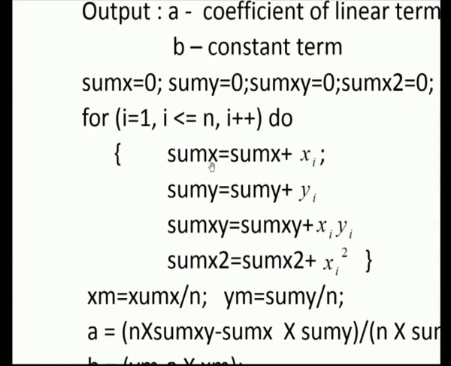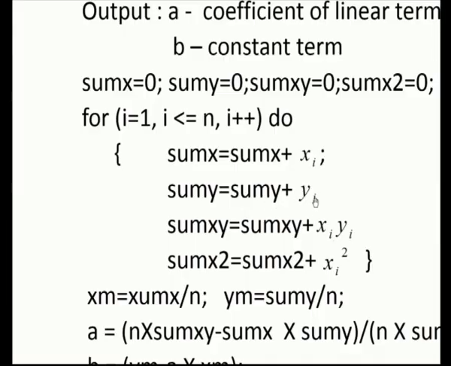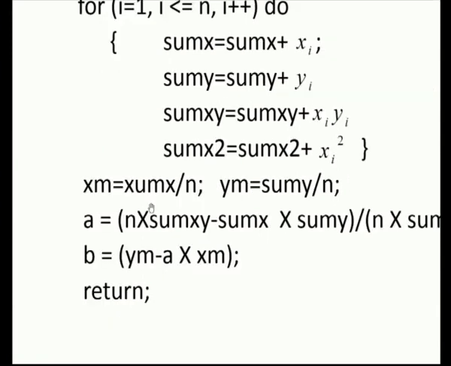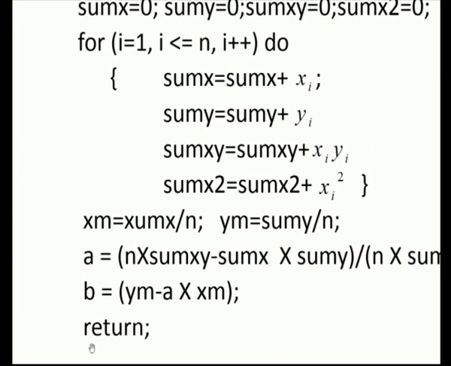So, for sum x it is whatever you have computed, the previous value plus the current xi, and similarly for sum y, whatever the value of sum y, you have to add the present yi. Similarly, for sum xy you have to update the variable with xi yi, and likewise sum x squared. Okay. Now, calculate the x mean, xm, that is sum x by n, and ym is sum y by n.